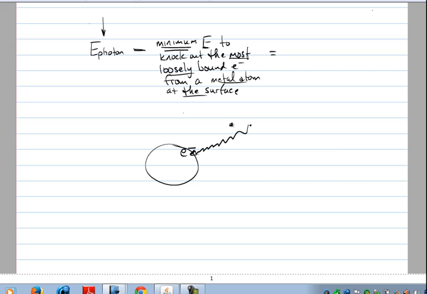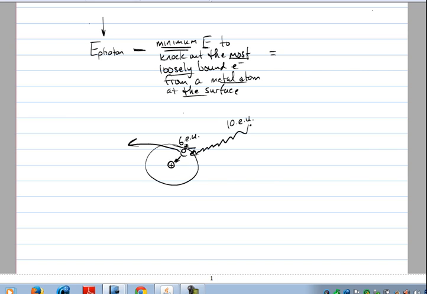Here's a metal atom. Here's an electron in the metal atom. Here comes a photon of a particular energy. I'll make up fake numbers here. Let's say this has 10 energy units. I won't use joules or eVs, just 10 energy units. And the minimum energy to knock this electron away from the nucleus, let's say, is 6 energy units. So 6 energy units are required to overcome this direct attraction to the nucleus.